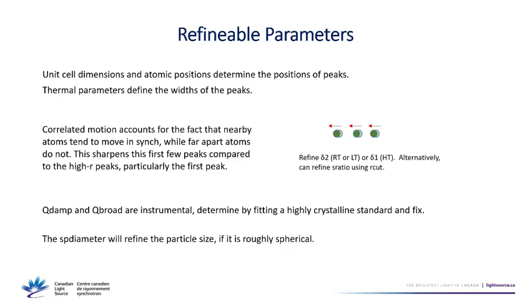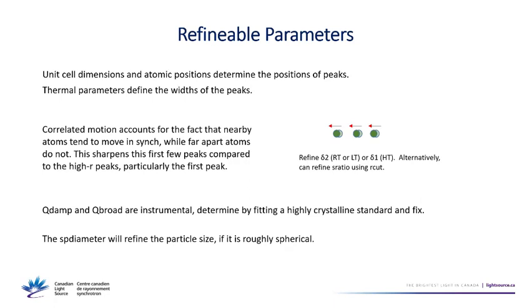So one is called a correlated motion parameter. What this does is it effectively sharpens the first peak of your PDF. When you have a PDF, as I said, the peak width depends on how much thermal motion there is. But atoms that are next to each other, when they're vibrating, tend to vibrate in the same direction. So they're not random. But when you have atoms that are far apart, then there's no longer any correlation between the direction in which they're vibrating. And that tends to make the first peak sharper than the rest of the peaks. And if you want a good fit to the PDF, you have to account for that.